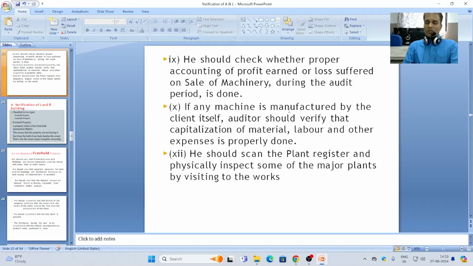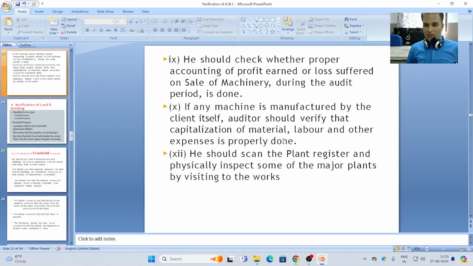If any part of the machinery is purchased during the audit period, then the auditor should verify how much depreciation and for which duration should be charged. The auditor should scan the plant register and physically inspect some of the major plants by visiting the works. It is under the authority of the auditor that if he finds it necessary, he can go for the physical verification of the plant and machinery existing in the books of accounts and situated at the business premises.